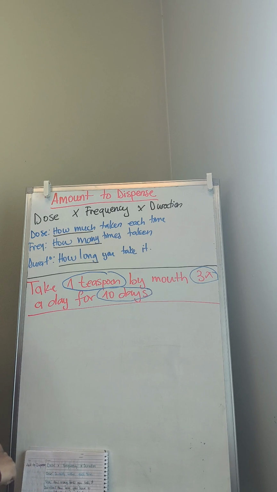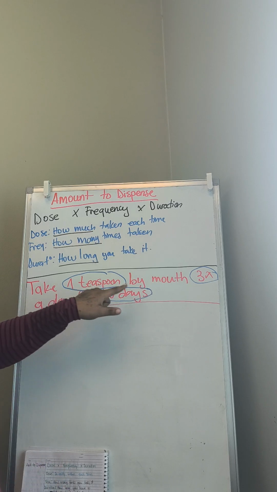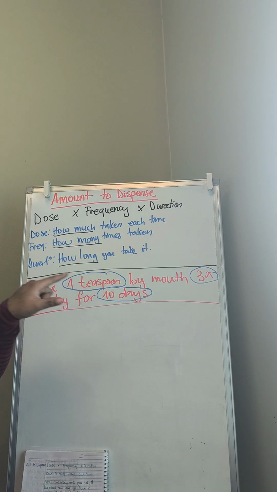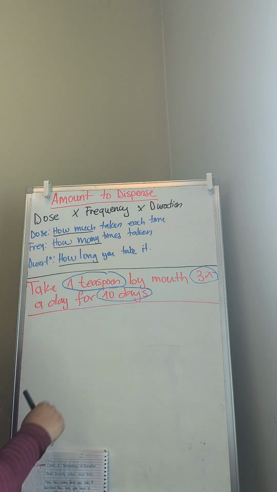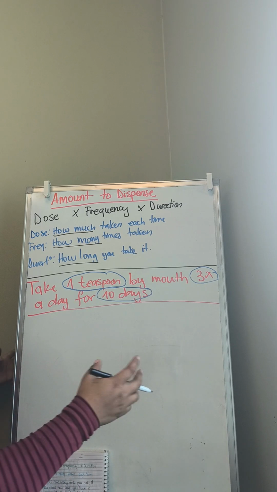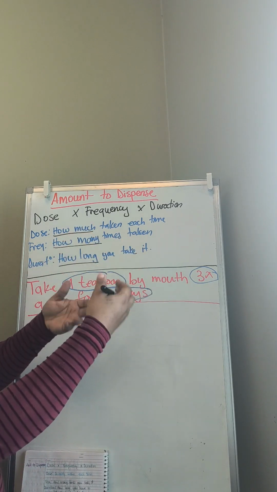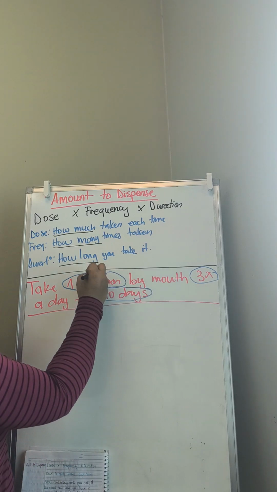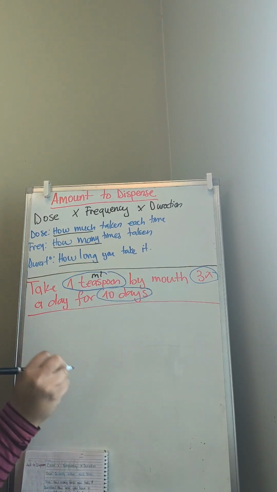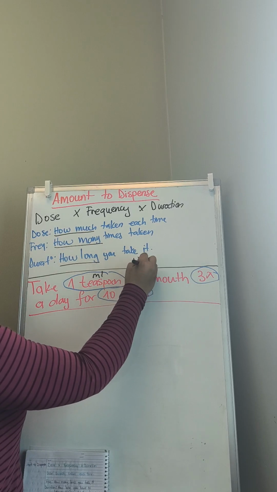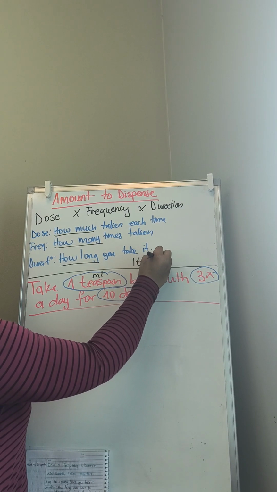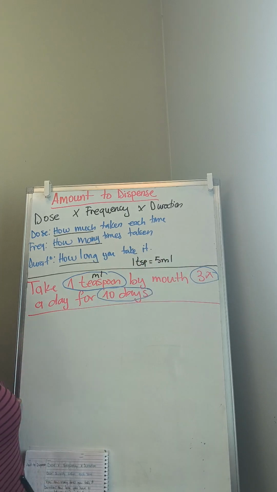Okay. So when you're calculating this, it means that this medication is going to be in liquid form. If I'm saying teaspoons, when you're measuring the medication, you cannot measure in teaspoons, you have to measure in milliliters. 1 teaspoon, in case you don't know, is equal to 5 milliliters, right?